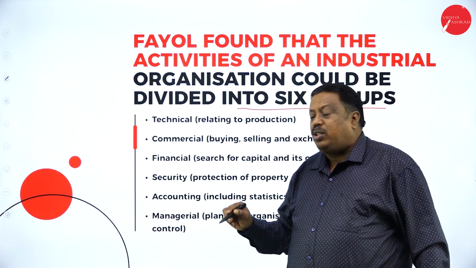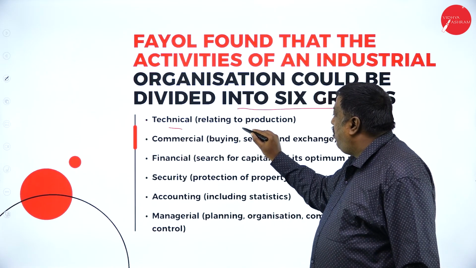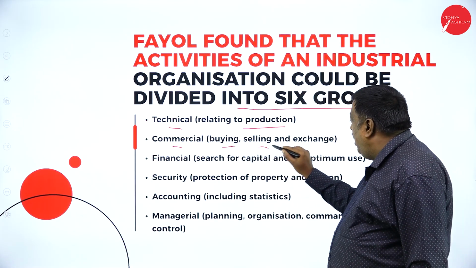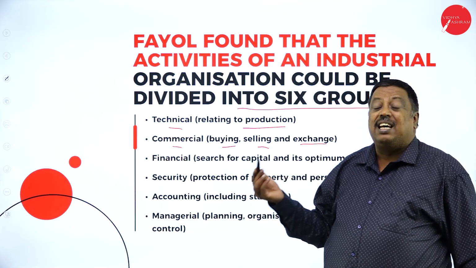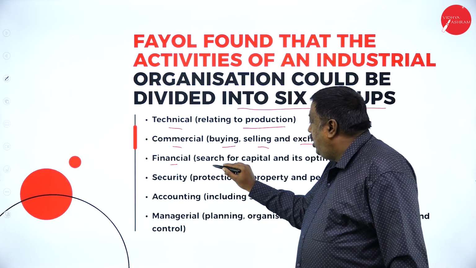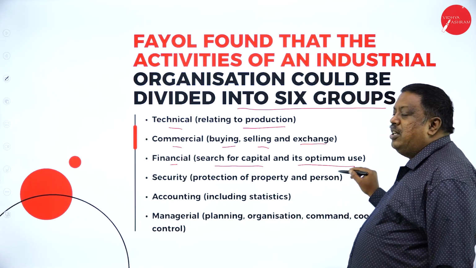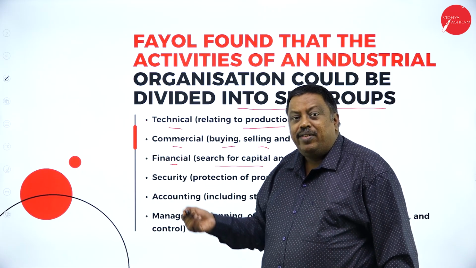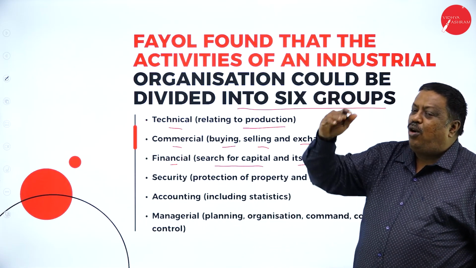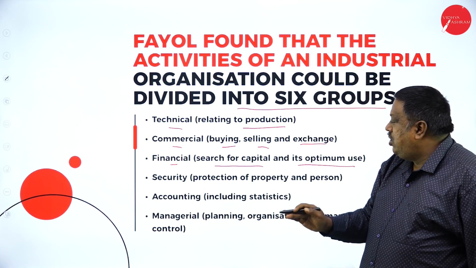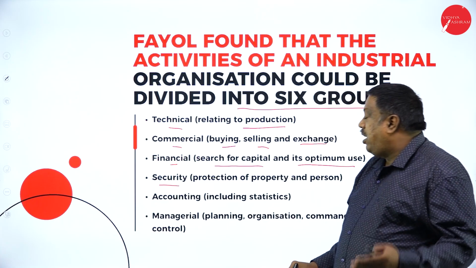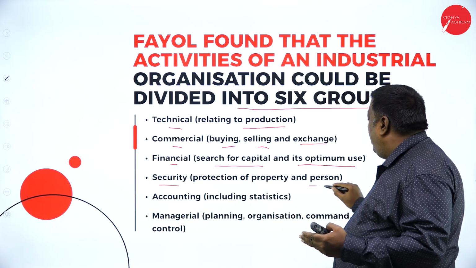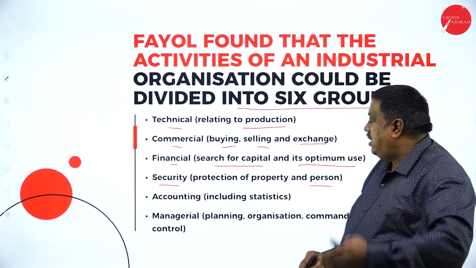The first concept he took was technical, which is related to production. And next, commercial. Commercial means buying, selling, and exchanging of goods and services. And financial, the search for capital and its optimum use. It means if I introduce capital to the business, how we are going to utilize the funds within the organization, how the flow of funds is, and the security, the protection given to the property of the business and even to the employees of the organization.